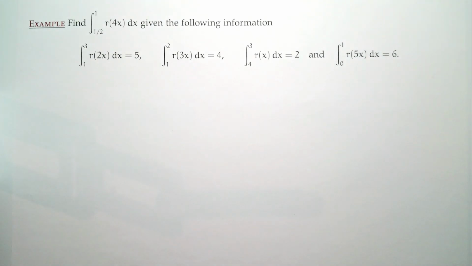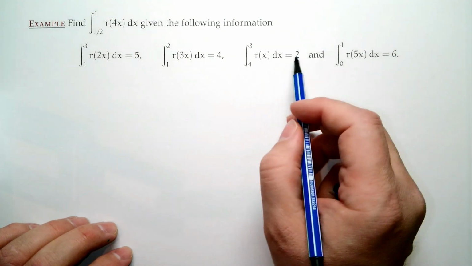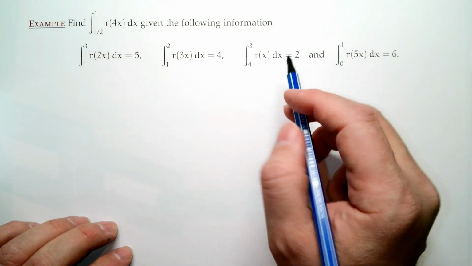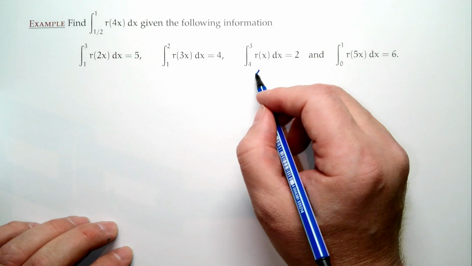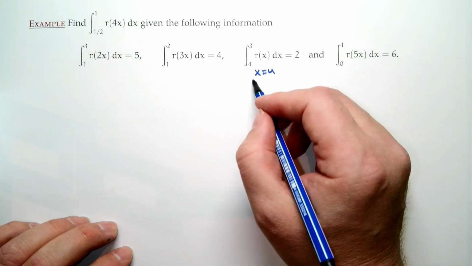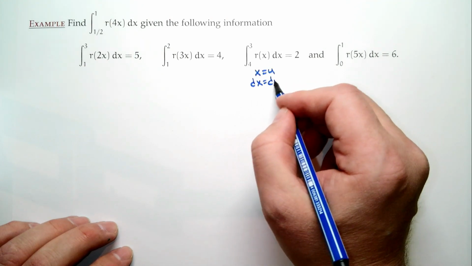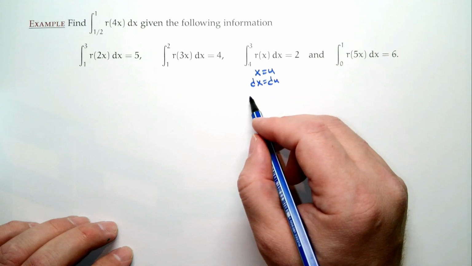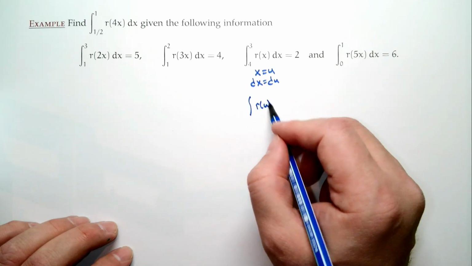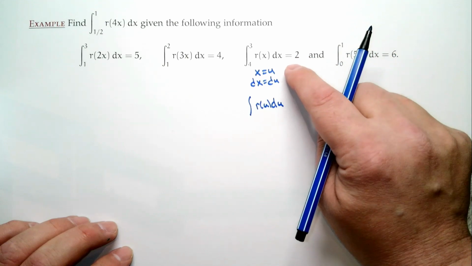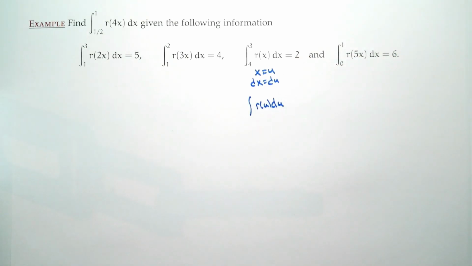So I'm going to go through and update them. Now this one, I kind of like the way it is, the integral of r of x dx. I can make a really easy substitution, x equals u, and then I get dx equals du. So this becomes the integral of r of u du. By the way, this is just a way of saying you can just change the variable name to be whatever you want.